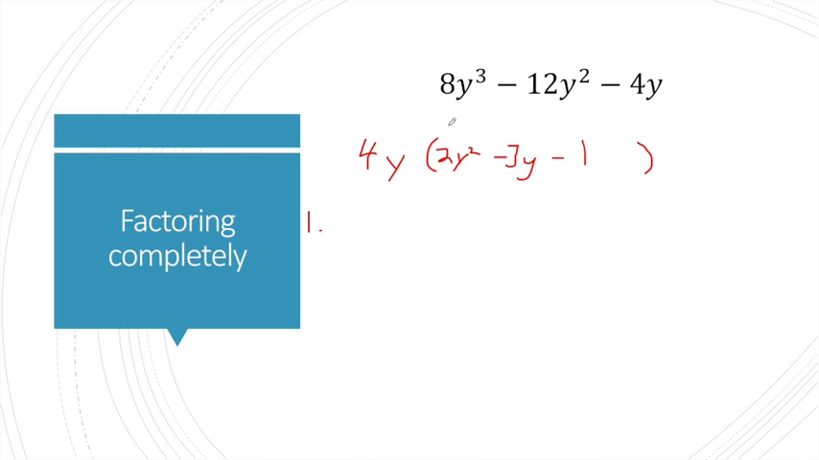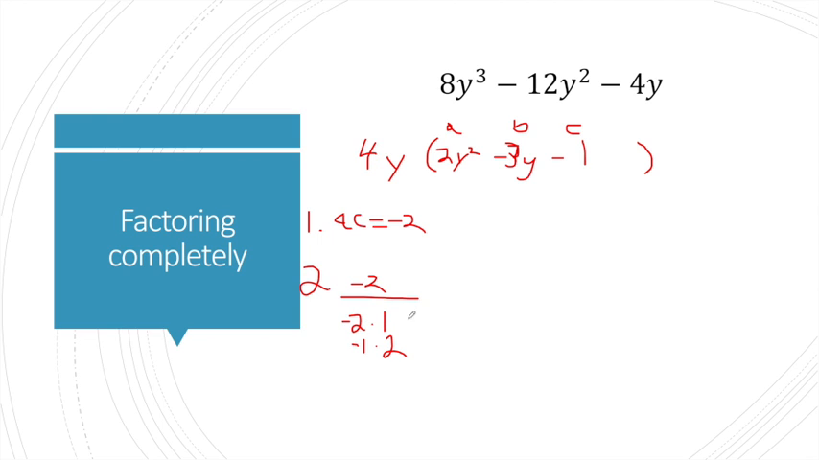And I need to find what are the factors of AC that add up to B. A is 2, B is negative 3. And C is a negative 1. So AC in this case is going to be 2 times negative 1, which is negative 2. So I need to find some factors of negative 2 that add up to negative 3. Luckily for us, negative 2 is prime. It doesn't have a ton of factors. So I have negative 2 times 1 and negative 1 times 2.